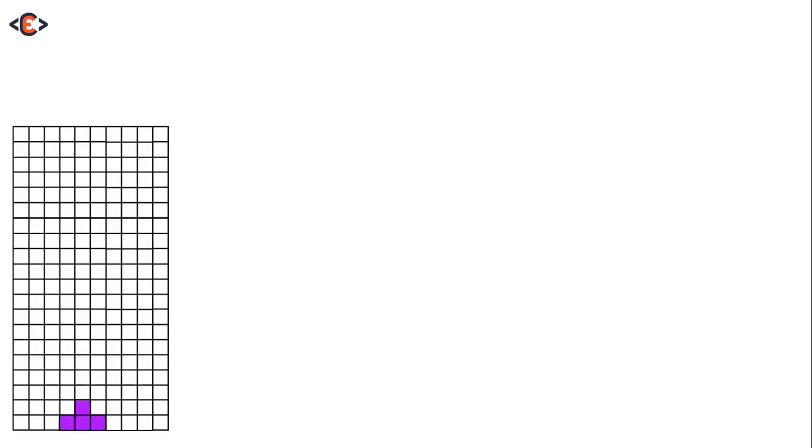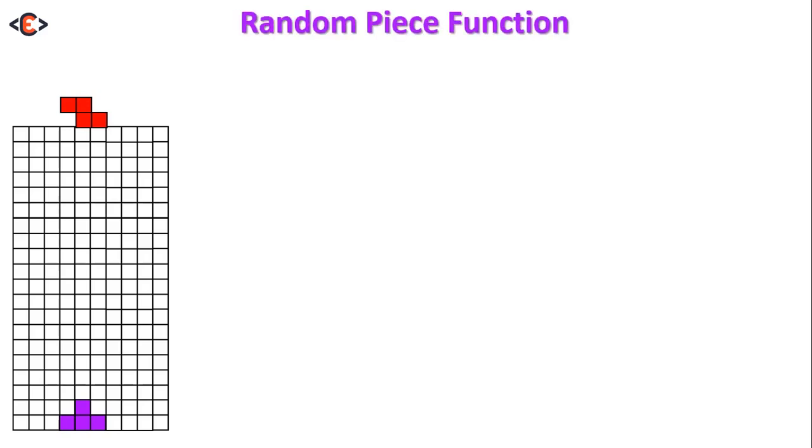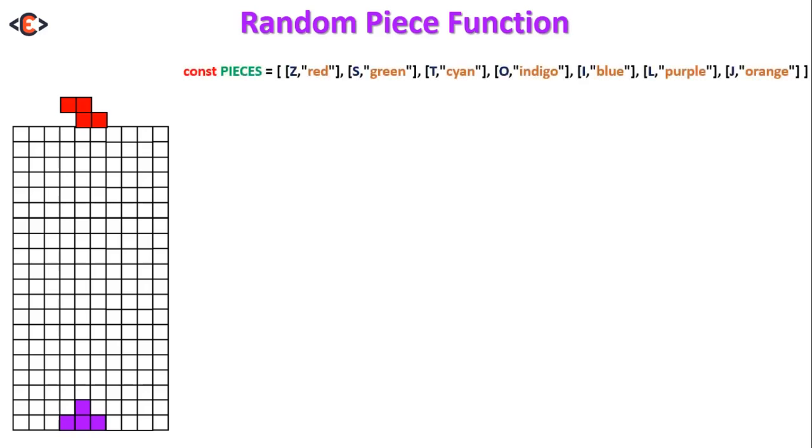Now, when our piece reaches the bottom, we have to call for another piece randomly, so we'll need here a new function called randomPiece. Before that, we have to set a constant pieces that has all the pieces with their colors. Now our random piece function will generate a random number using Math.floor. Math.floor, for example, if we give it 4.5, it will return 4. If we give it, for example, 6.7, it will return 6.